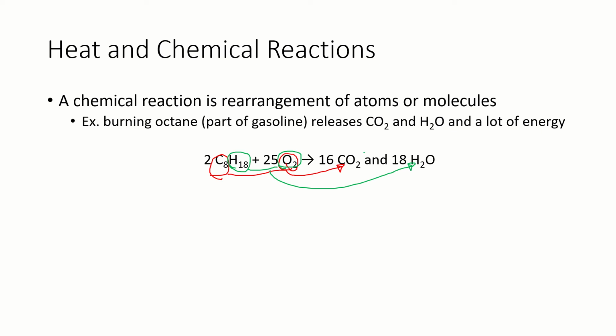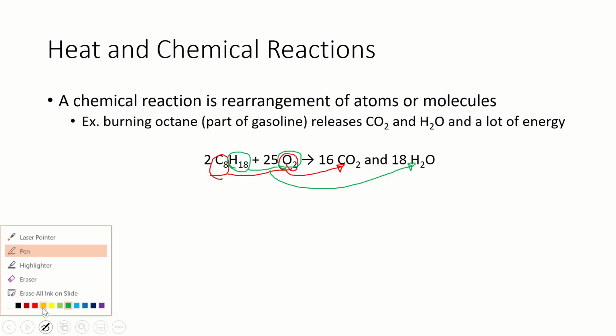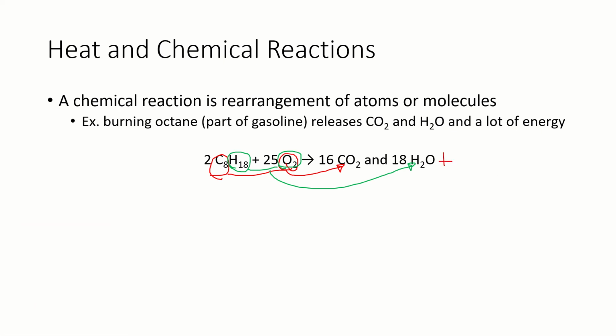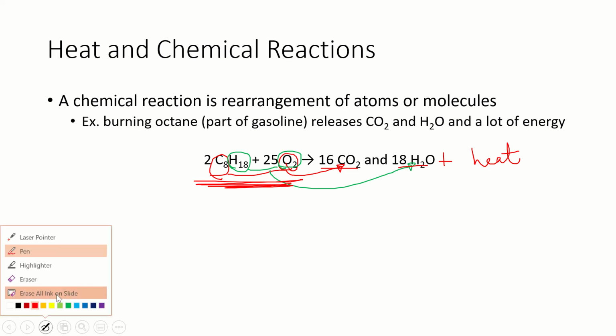Now, this is what we call an exothermic reaction because this reaction also produces a lot of heat. Okay, so there is more energy here in these molecules than there is in these molecules. So the energy has been transformed into these molecules and heat. Got it? All right.